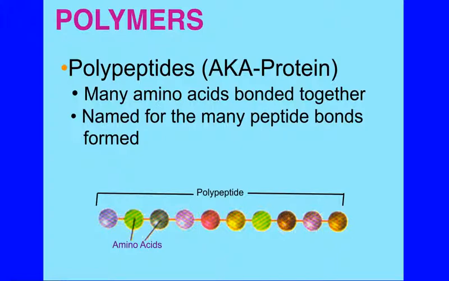We can call proteins polypeptides because poly means many and peptide is a type of bond that's found between amino acids. So polypeptide is basically just a fancy name for protein.